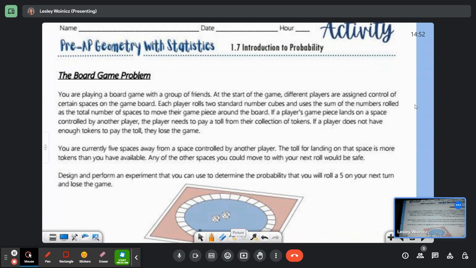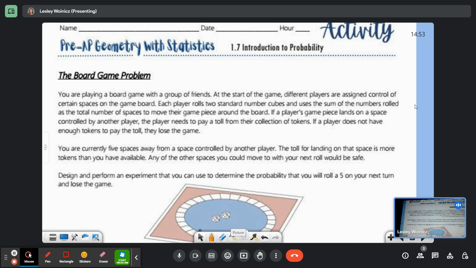Okay? You are currently 5 spaces away from a space controlled by another player. You can assume that's either way you go. I don't know that it specifies that you can only move one direction, but just imagine that you're penned in. Either way you go, it's 5 spaces. The toll for landing on that space is more tokens than you have available. Any of the other spaces you could move to with your next roll would be safe.